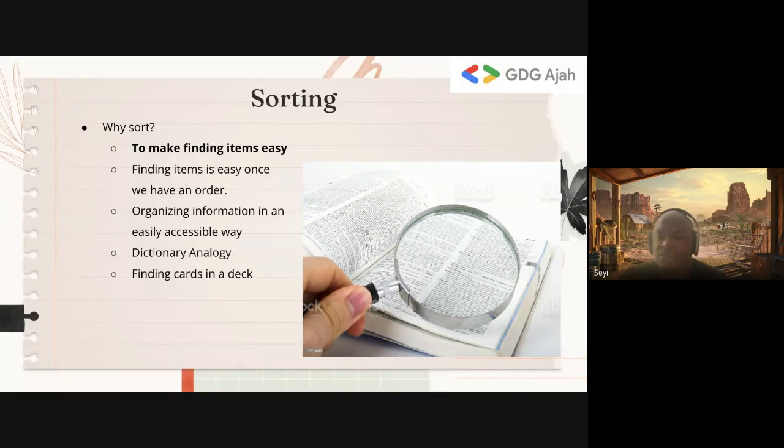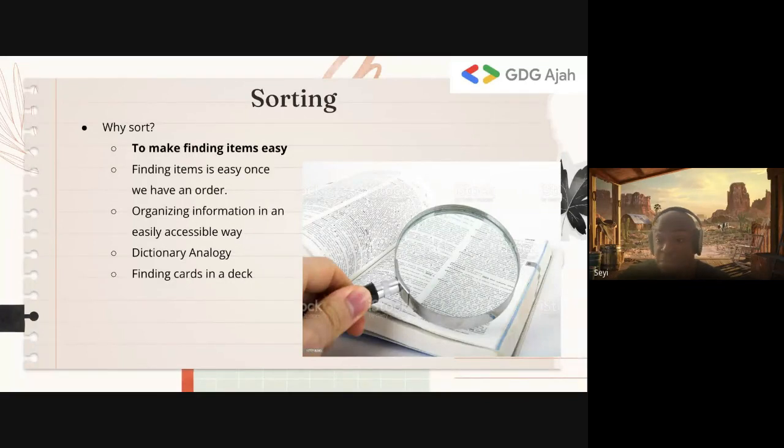So for instance, let me give you an analogy. Let's say we have a dictionary of words, right? And the dictionary is not sorted. We just have a dictionary of words, and the words are in the dictionary anyhow. If the dictionary is not sorted, we want to find a word, we have to go from beginning to the end, right? That's problematic. But if the dictionary is sorted, you can be a bit more efficient.